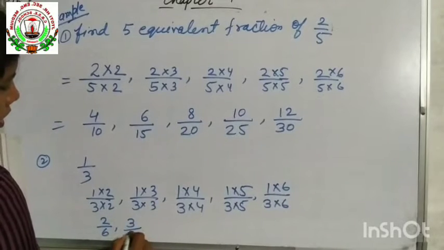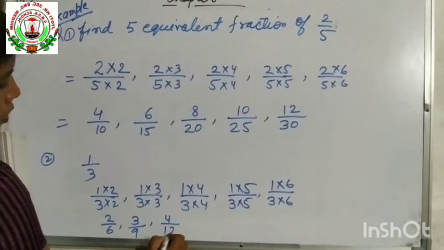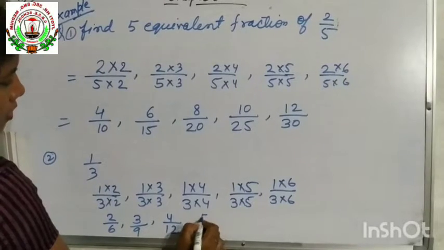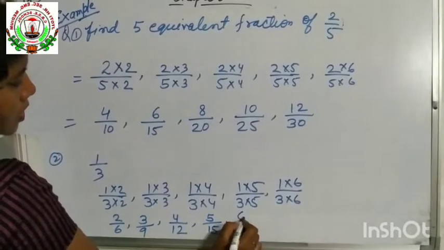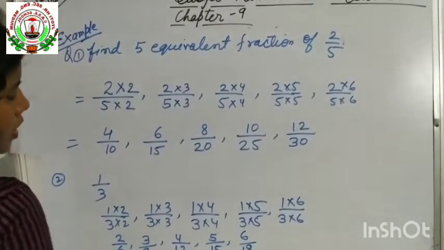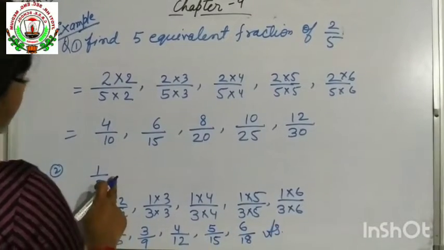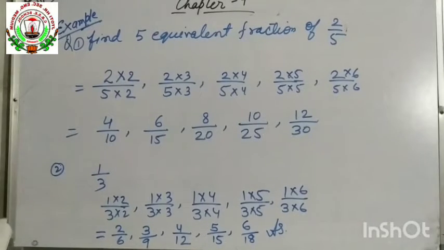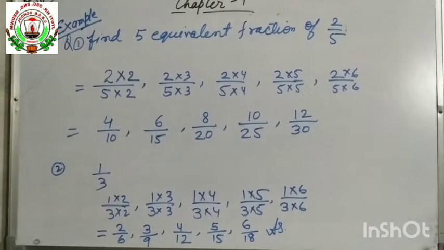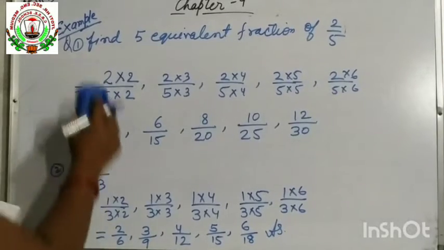3, 3 3s are 9, 4 1s are 4, 3 4s are 12, 5 1s are 5, 3 5s are 15, 6 1s are 6, 3 6s are 18. So these are the 5 equivalent fractions of the given fraction, that is 1 by 3. Understood how to find out the 5 equivalent fractions. Now let us start exercise 9.2.